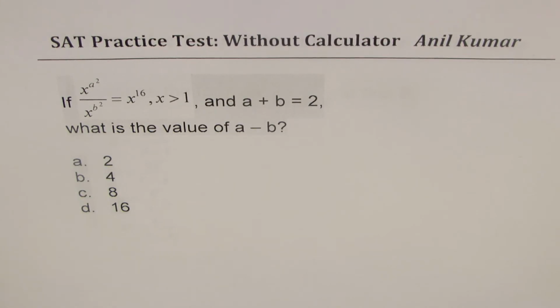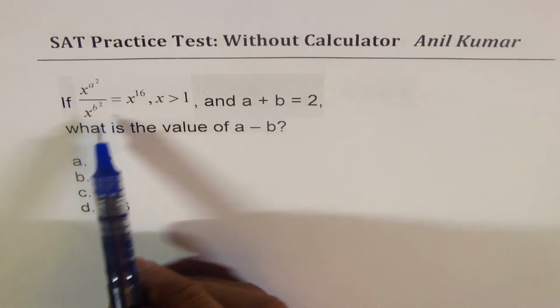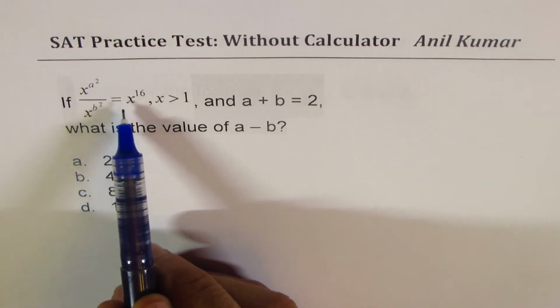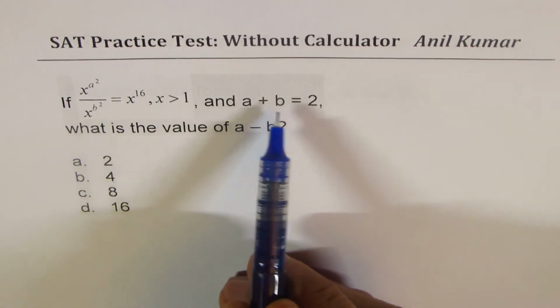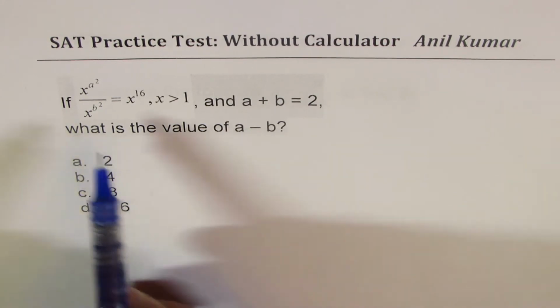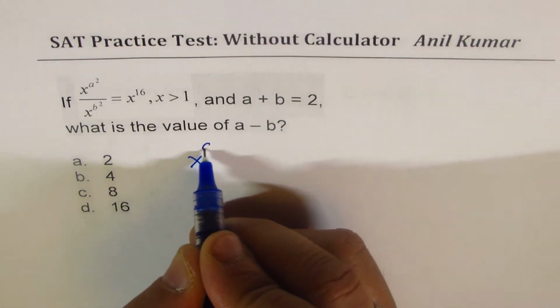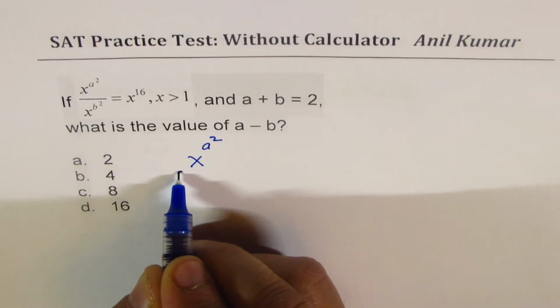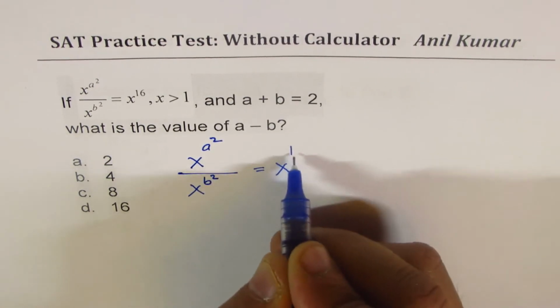So now we are into simple equations. Here we have x to the power of a squared divided by x to the power of b squared equals x to the power of 16, where x is greater than 1 and a plus b equals 2. What is the value of a minus b? Apply the laws. So we have x to the power of a squared, let me rewrite first, over x to the power of b squared equals x to the power of 16.